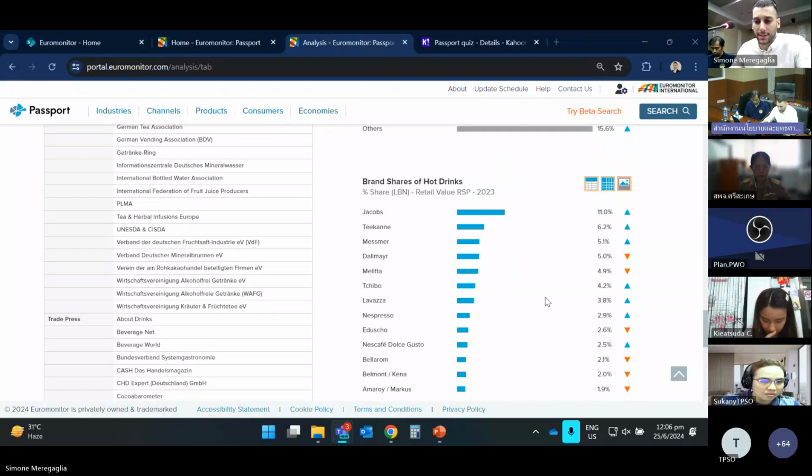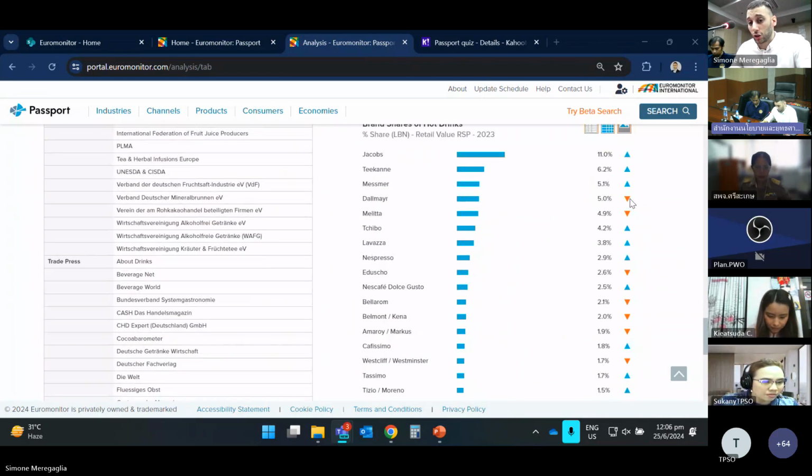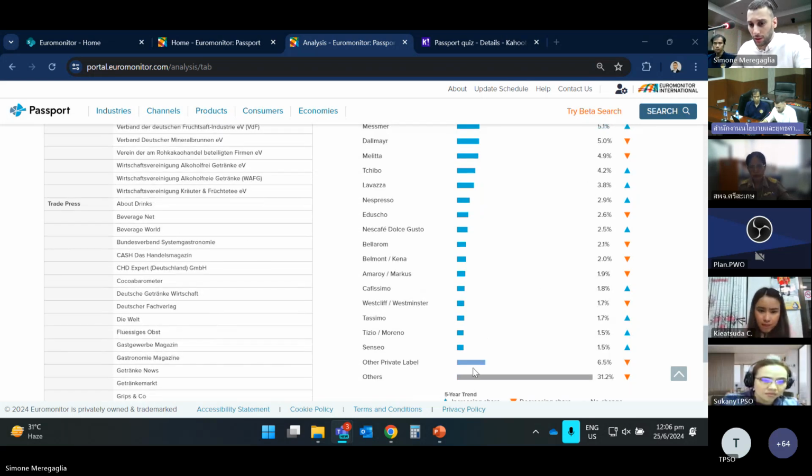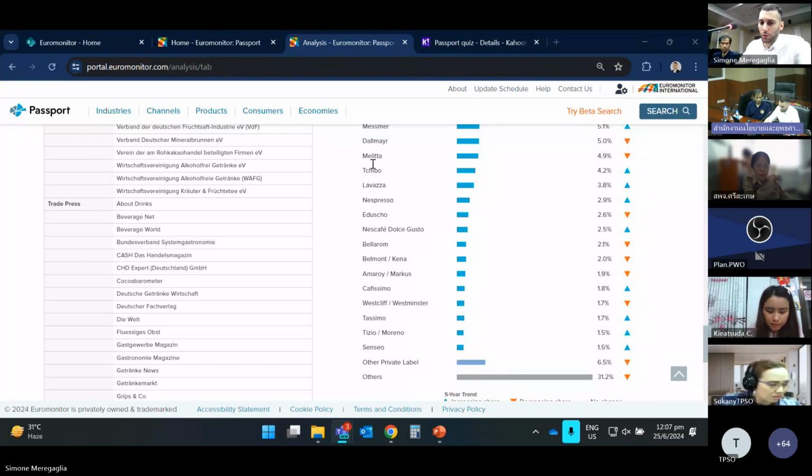As you can see here, for example, in Germany, an insight you can derive is that for hot drinks, the market is pretty much fragmented in terms of brands. So there isn't one massively big brand that dominates the market, but there are a lot of smaller brands. And whenever you see others or private label that are high, it means that the market is very fragmented. So what kind of brands fall under others?